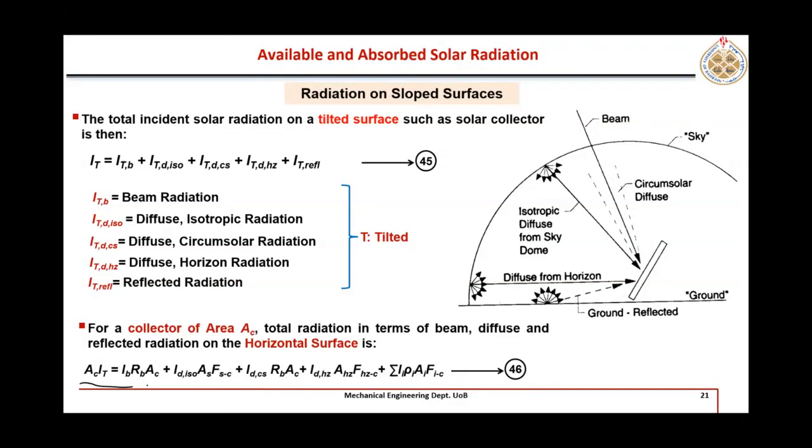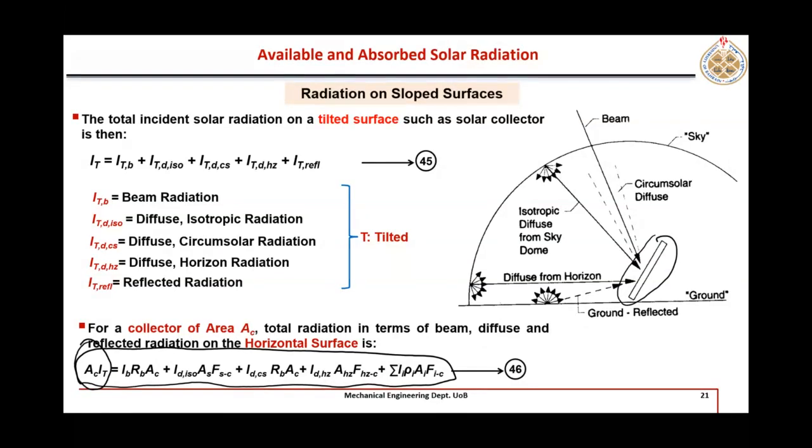But the overall concept should be clear, what this equation is telling: the total amount of radiation falling on that tilted surface consists of all these parts. And that's what we are trying to find out, the total amount of radiation on that tilted surface, because this is required to size that solar system.